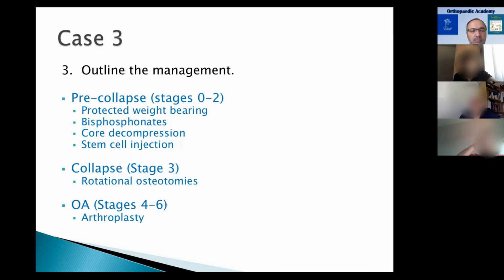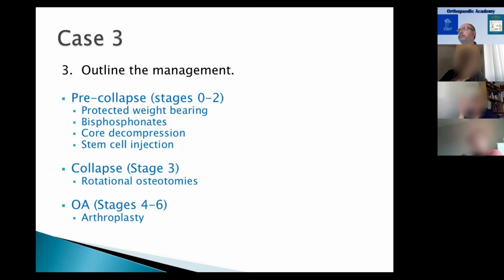That's a consideration. And then once you go into stage 3, you've got some collapse now. You've got the crescent sign. You're thinking possibly rotational osteotomy could be considered, to offload that and weight bear on a different part of the femoral head. And then once you get into stages 4 to 6, it's basically different stages of OA, isn't it? And then you're talking about salvage at this point. There's nothing really else you can offer this guy apart from either continue as he is or bite the bullet and go down a replacement route.